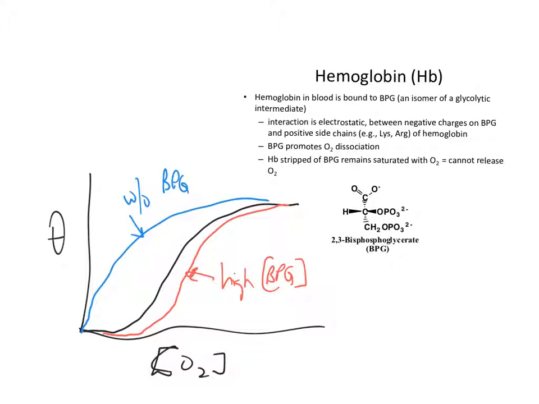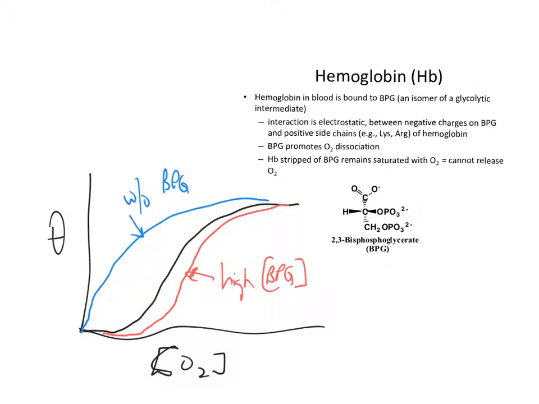So this is the kind of logic that you have to use a lot when you're starting to think about this, and why it makes sense. What this means is, I'm just going to look at the one that says high BPG, let's assume that you've got a lot of BPG around. As blood gets to tissues and the oxygen concentration in that tissue decreases, it makes it easier for the hemoglobin to release the oxygen to help out that tissue.